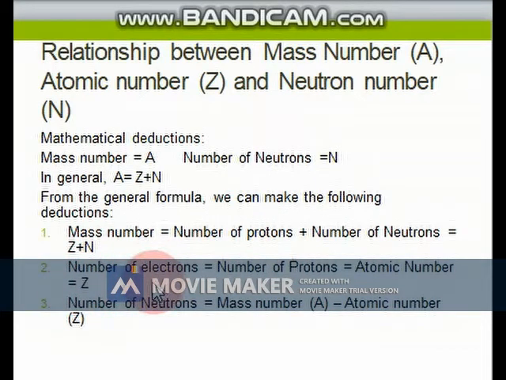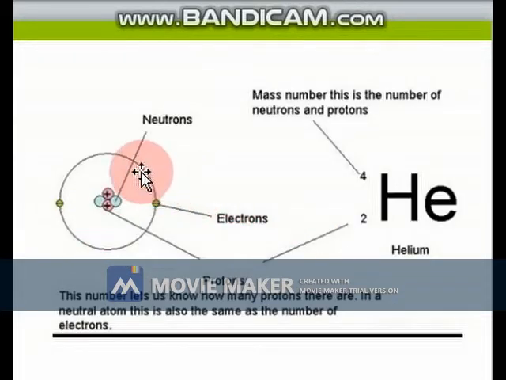Number 2, the number of electrons is always equal to the number of protons and the atomic number. 3, the number of neutrons can be found by subtracting the atomic number from the mass number. So here we have mass number minus atomic number. So when we come to the next slide, you'll see the representation of what we've just done.